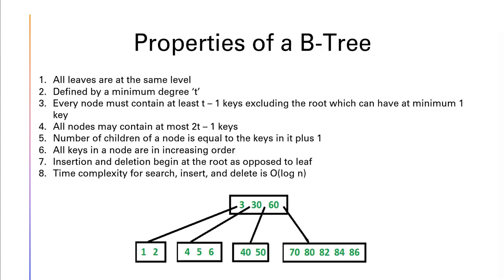So first off, we're going to go over some of the unique properties of a B-tree. For number one, all leaves will be at the same level. Number two, a B-tree is defined by a minimum degree t, and this becomes important when looking at the example below. Number three, every node must contain at least t minus 1 keys, excluding the root, which can have at minimum 1 key.